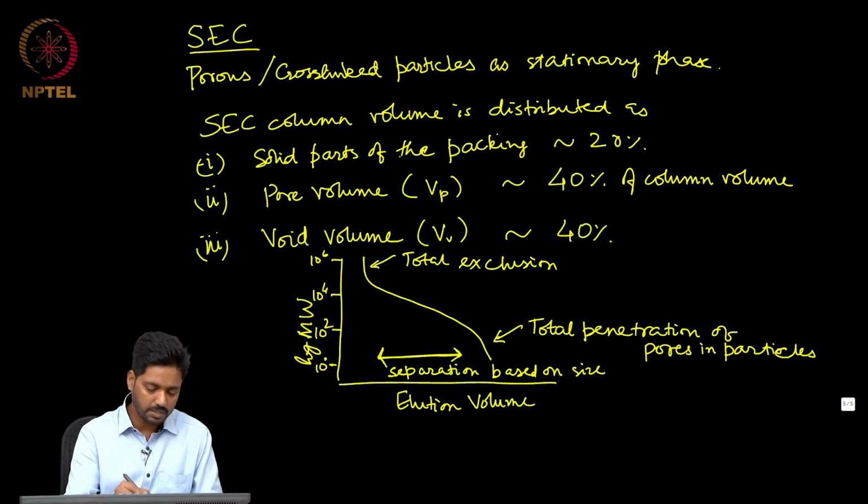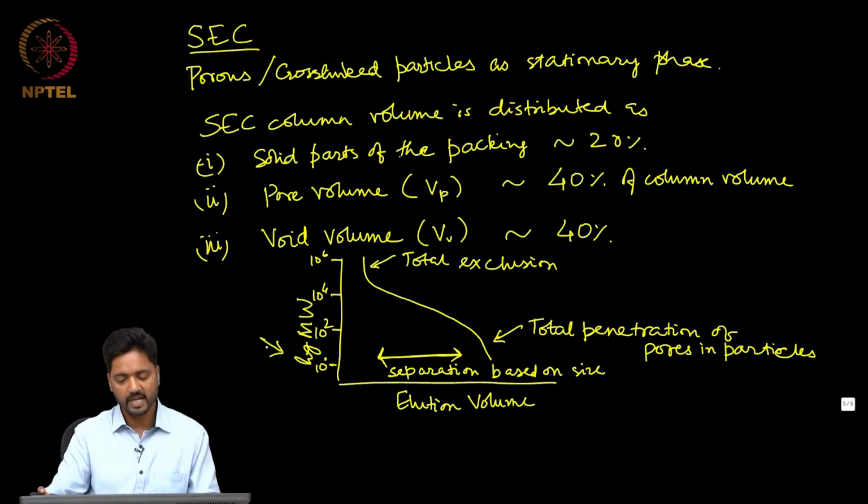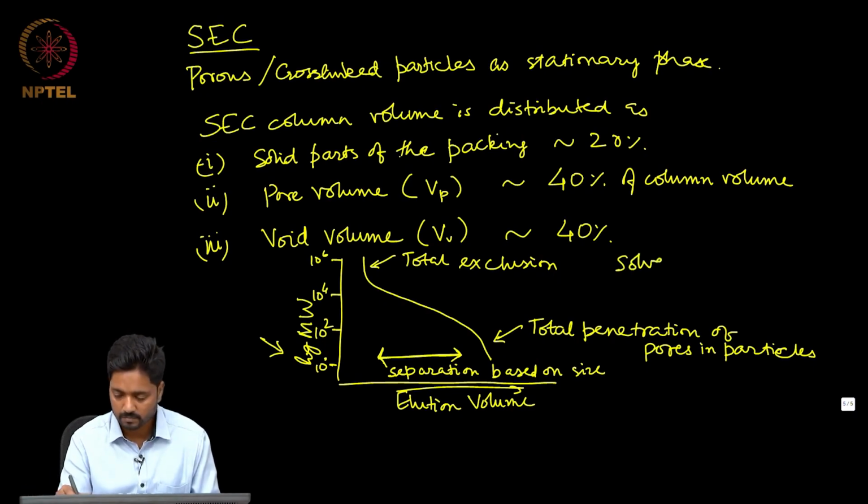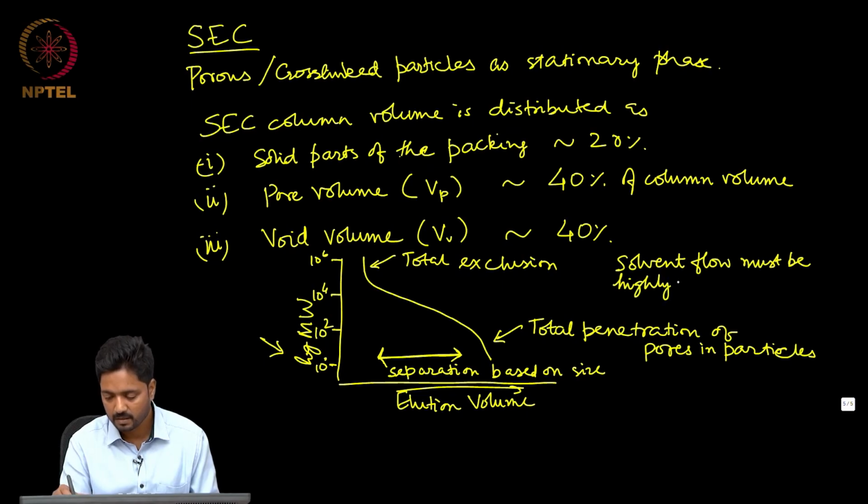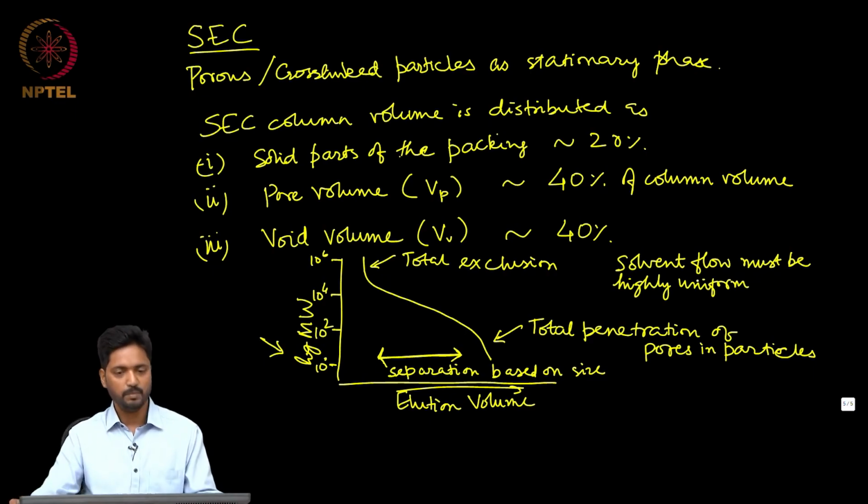Now, it is also important to understand that we have a log scale in the y axis and a linear scale in the volume axis or the x axis. So, it is very important also to keep the solvent flow uniform. So, the solvent flow must be highly uniform while undertaking the size exclusion chromatography.